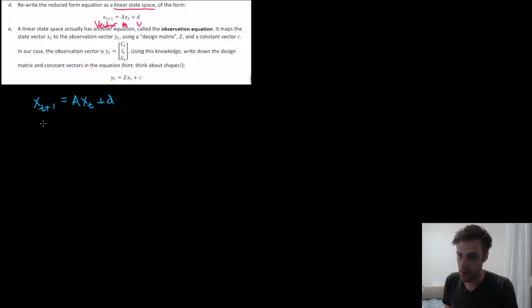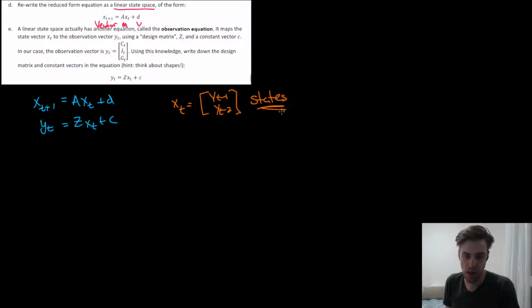And then we have an observation equation. Why is it called an observation equation? Because it transforms the state variables. Okay, so recall that xt equals yt minus 1, yt minus 2. So it takes, and these are the states, and then yt is going to be the jumpers. It's going to be equal to ct, it, and gt, and these are the jumpers.